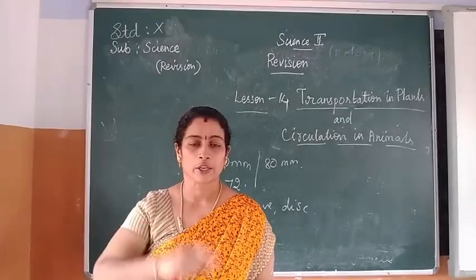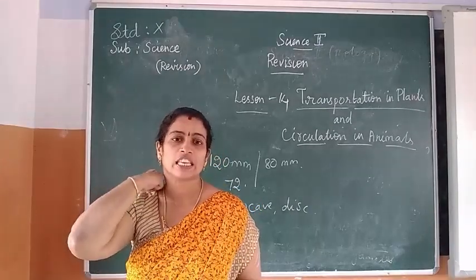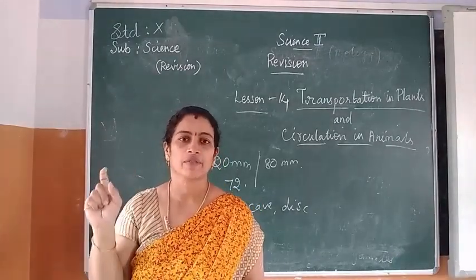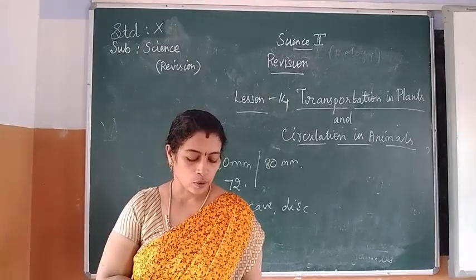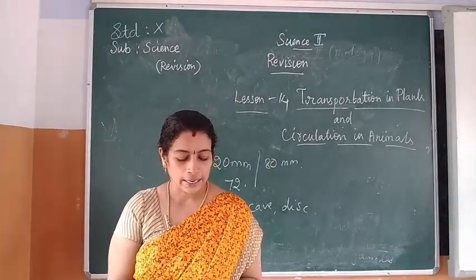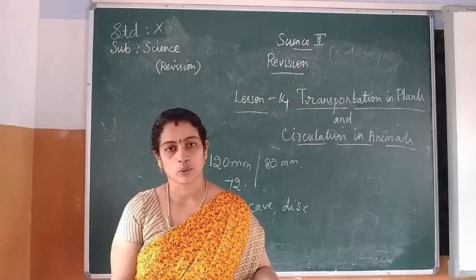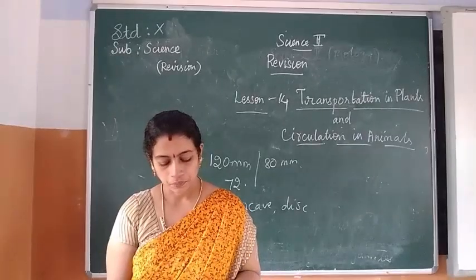That's the shape of RBC. You are writing center. The shape of RBC in human blood is biconcave and disc shape. Then, why is the color of blood red in color? The answer is on page number 205.